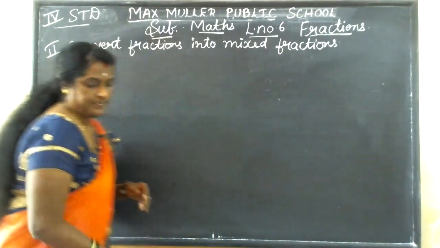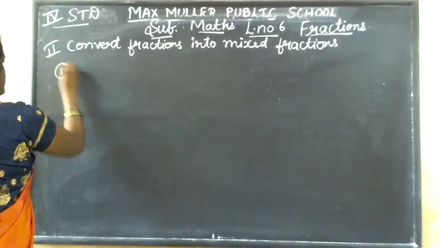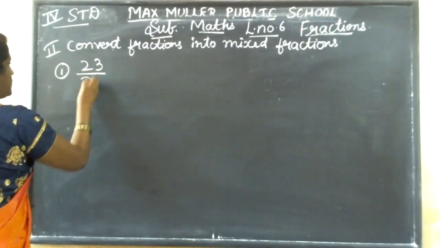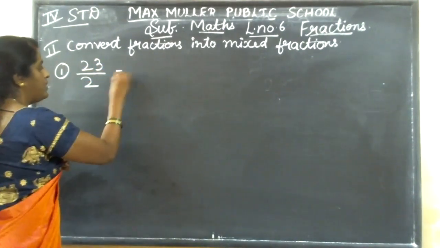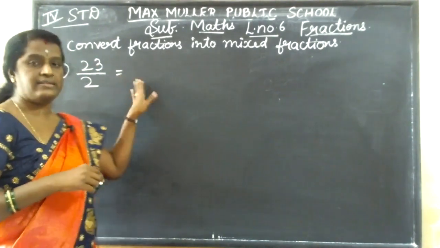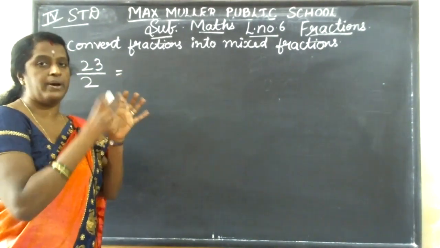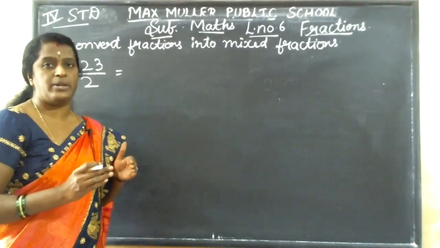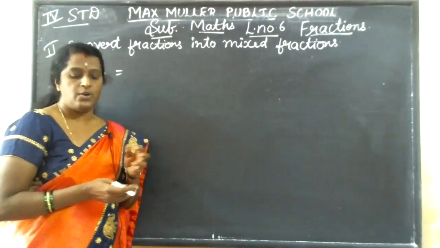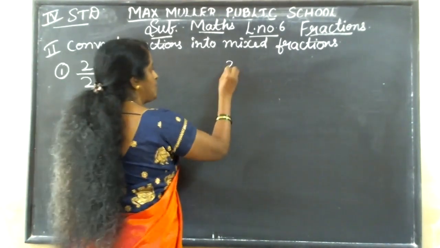First one, 23 by 2. How should you convert? I wanted the answer here: mixed fraction, I turn the whole number, new numerator and the denominator. You should convert like this.